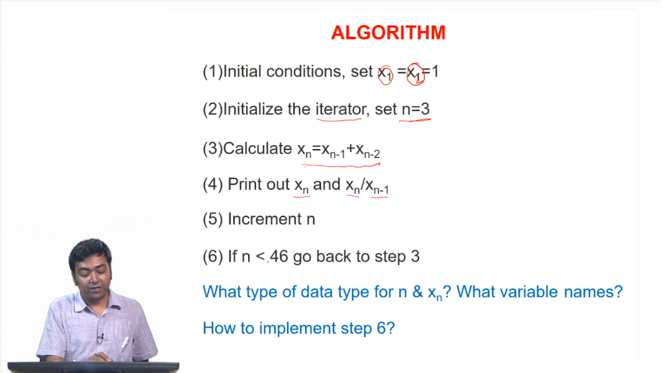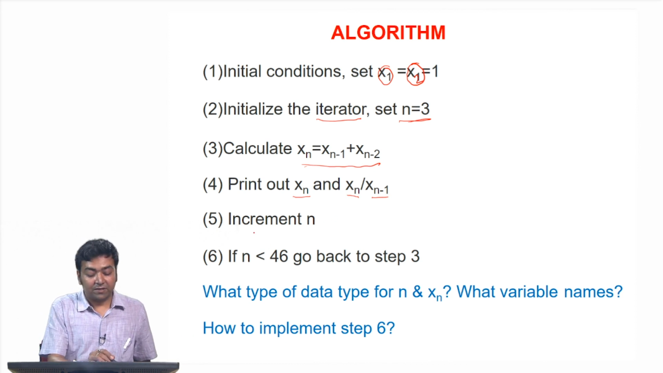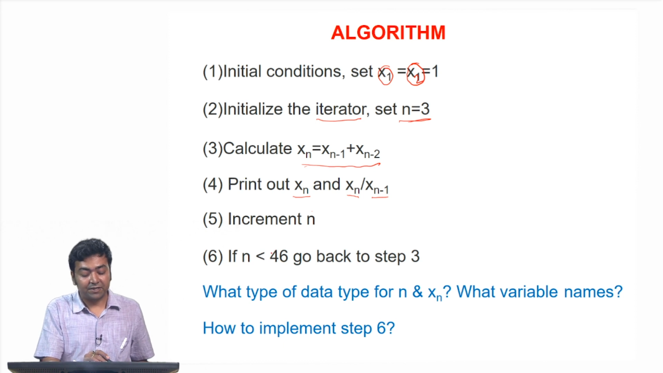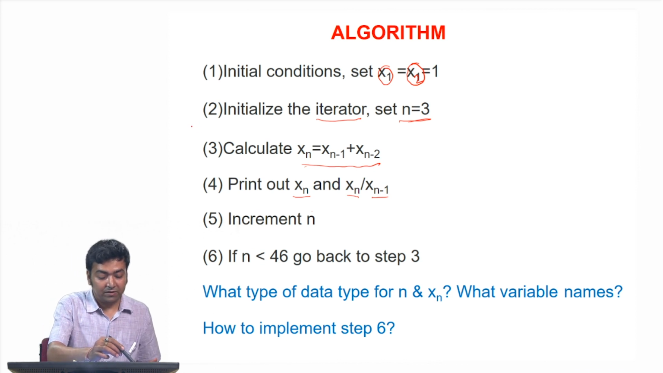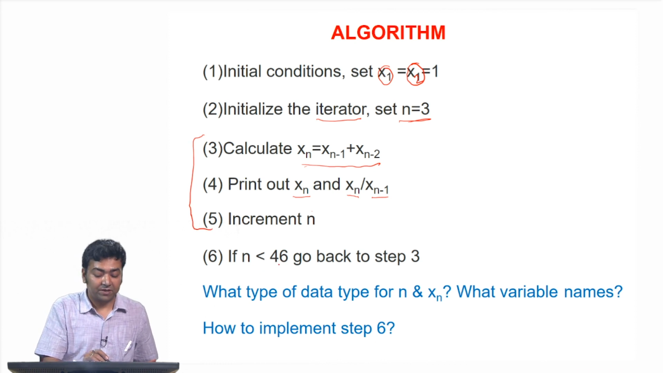And as I mentioned, we want the first 45 numbers in this series. So, once the iterator is implemented, the largest value of n should be 45. So, this step from 3 to 6 will be repeated only as long as n is less than 46.